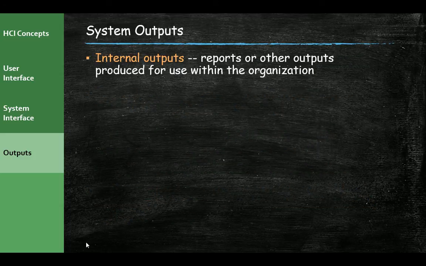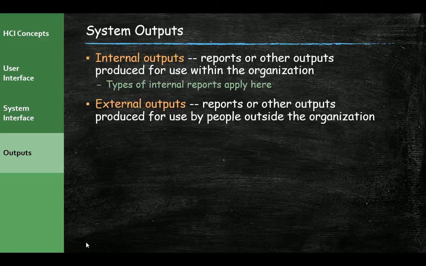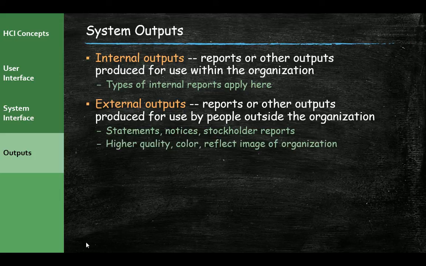So internal reports are reports or other outputs produced for use within the organization. And then you have external outputs, which are reports or other outputs produced for use of people outside the organization, which would be statements, notices, stockholder reports, things like that. Higher quality, usually more. They might have color. They have to reflect the image of the organization.